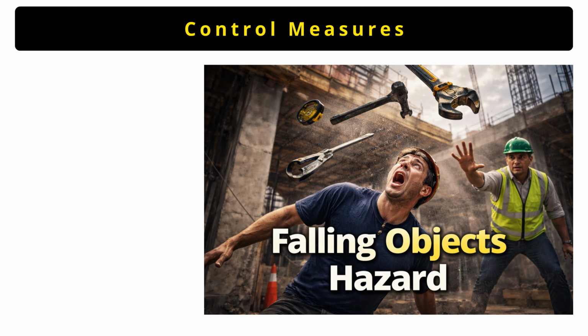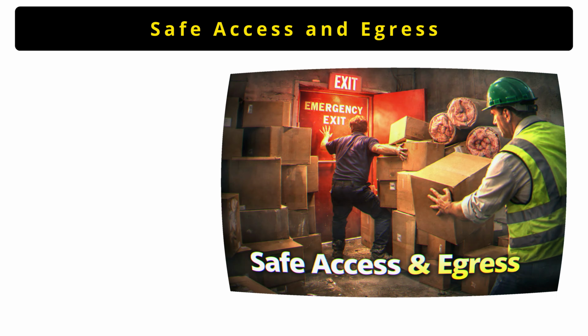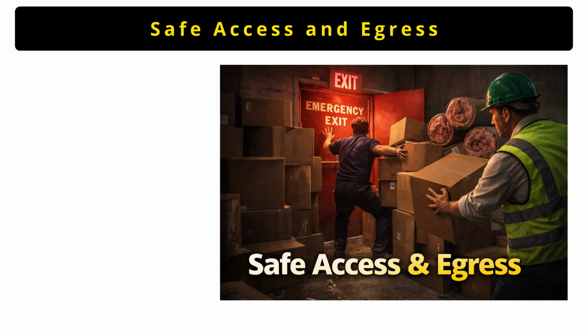Now, how can we control these risks? We must ensure that toe boards are installed at height. We can install safety nets where there is a risk of objects falling. Tools must be properly secured. For example, a spanner used by the scaffolder should be tied with a rope so that it does not fall. We should mark exclusion zones. This means marking areas where work at height is happening so that no one enters that zone, and always use safety helmets.